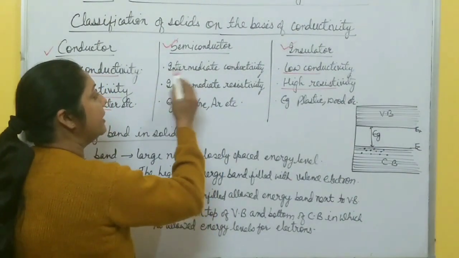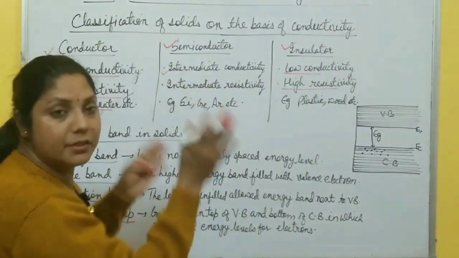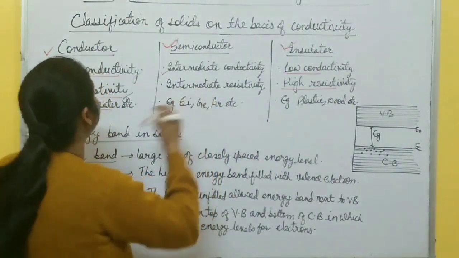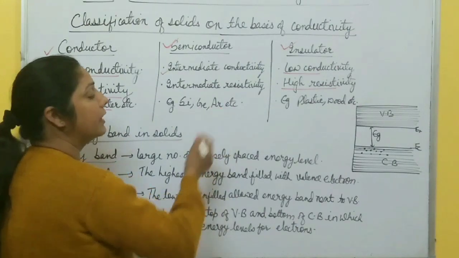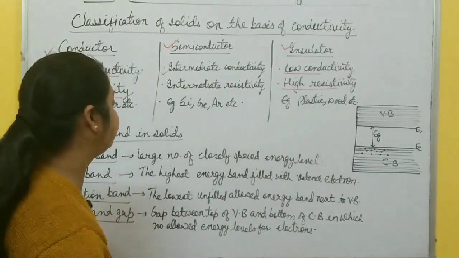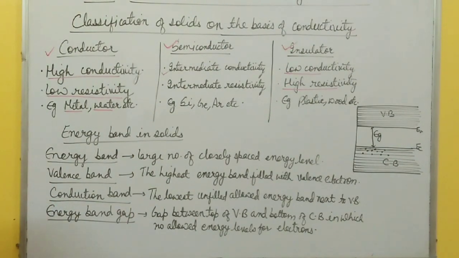It means intermediate conductivity. Conductivity is in between conductor and insulator. Resistivity is also in between conductor and insulator. Examples for this one are silicon, germanium, etc. Okay, so these are three types of solids on the basis of electrical conductivity.